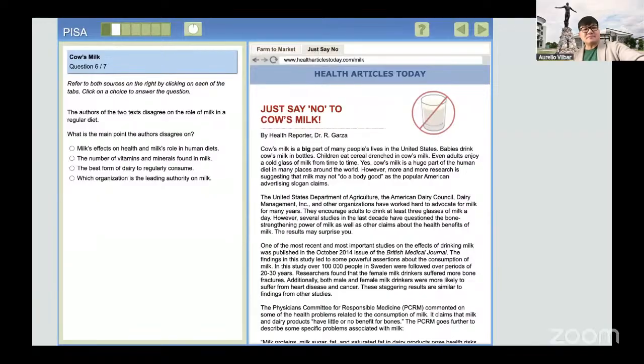Next, the authors of the text disagree on the role of milk in a regular diet. What is the main point on which the authors disagree? Milk's effects on health and milk's role in human diets.